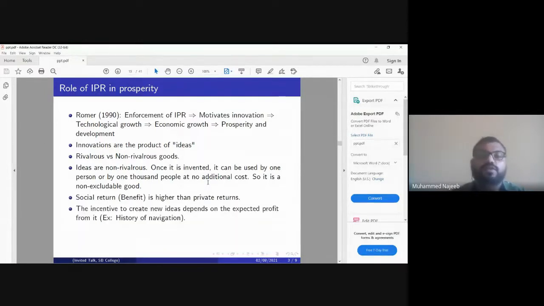So the incentive to create a new idea depends on the expected profit from it, because it has a lot of social return. People expect something over their private return from that social return. Then only will they start innovating. Then only will they start producing ideas.